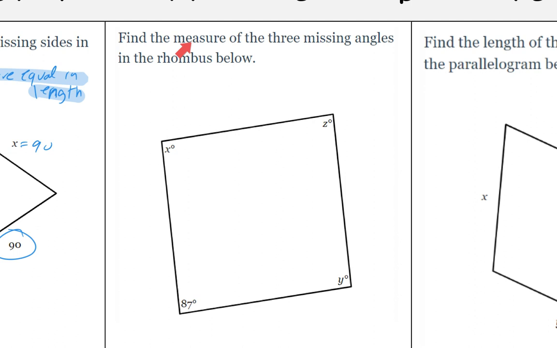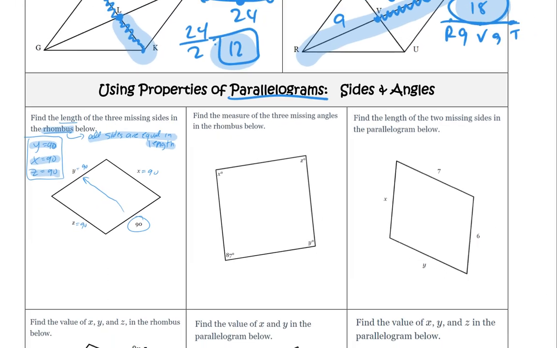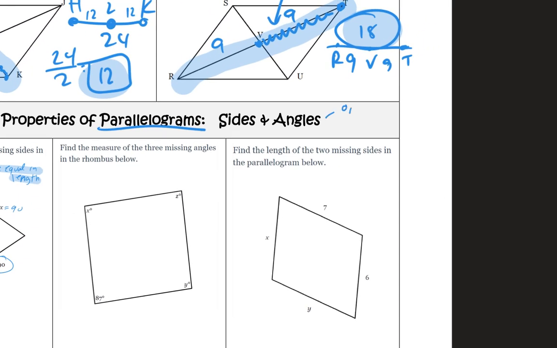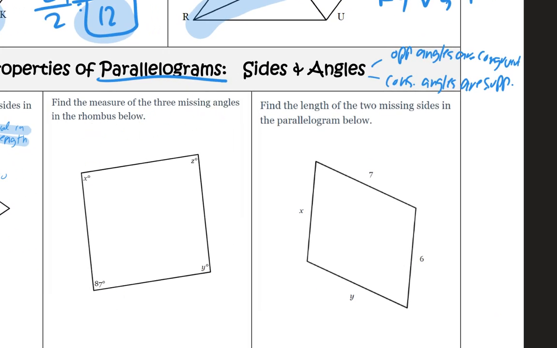Let's see here. It says find the measure of the 3 missing angles of a rhombus. Well, we have to remember that a rhombus is still a parallelogram. And what do we know about the angles? We said opposite angles are congruent, and we know consecutive angles are supplementary. So let's keep that in mind. It says, find the measures of the missing angles of this rhombus.